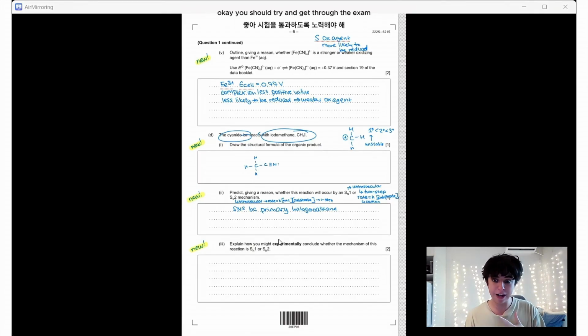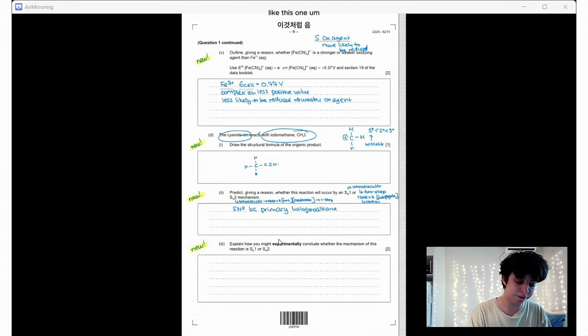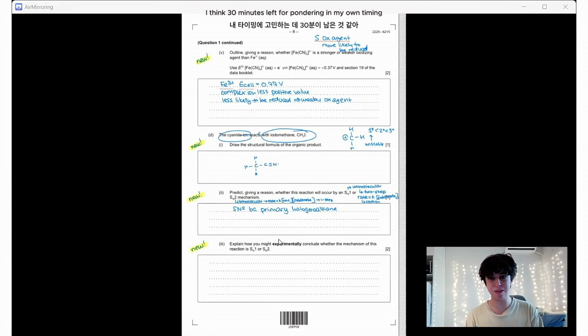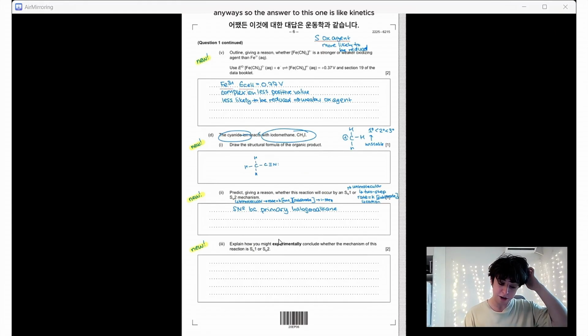Okay. You should try and get through the exam with enough time to leave yourself time to do that for questions that are more difficult, like this one. I had, I think, 30 minutes left for pondering in my own timing. Anyways, the answer to this one is kinetics. Essentially it's just a kinetics experiment.